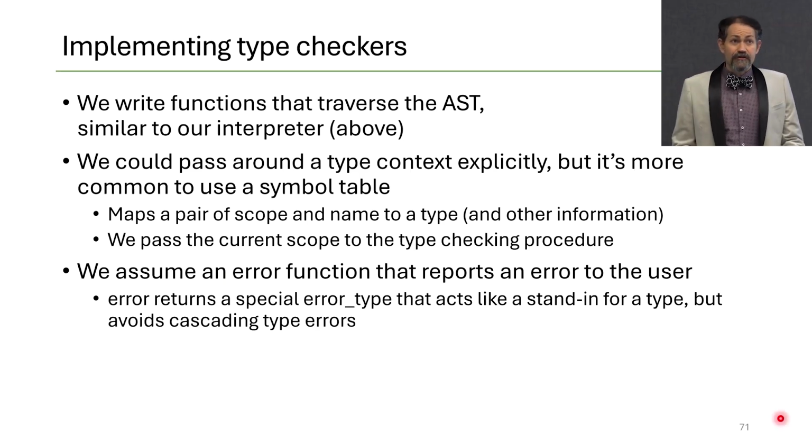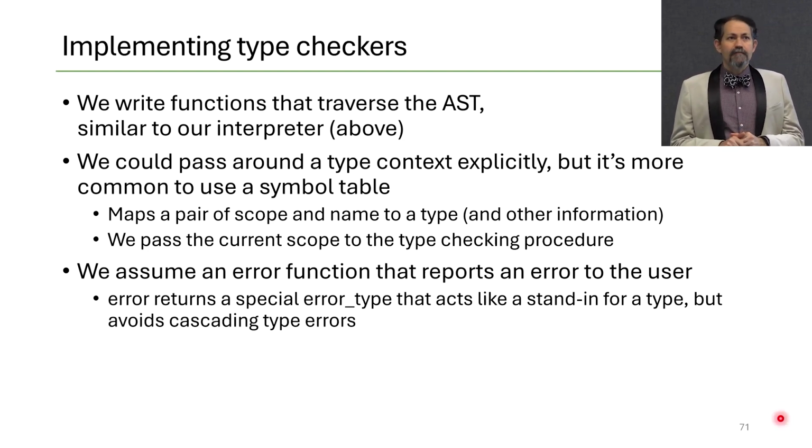In order to implement type checkers, we need to write functions that traverse the abstract syntax tree in a similar way to the interpreter that we already discussed. We could pass around a type context explicitly so that our type checker can look up the types of variables when it needs them. But it's more common to use a symbol table to do this.